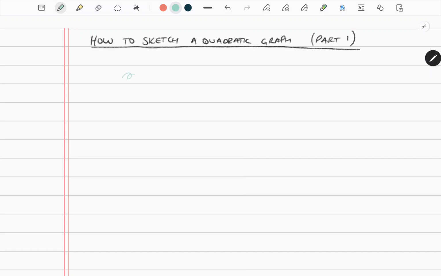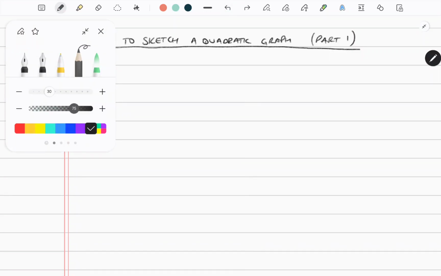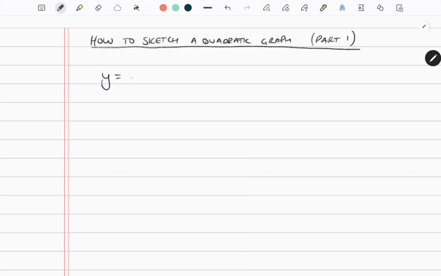So let's say we have y equals x squared minus 2x minus 3. The first thing to note is this term here, x squared, is a plus. Because it's positive, the graph will be U-shaped. So bear that in mind.